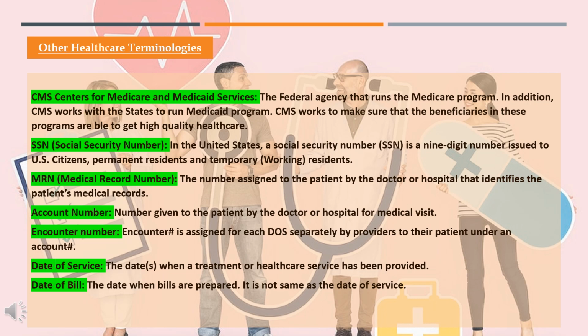MRN, Medical Record Number: the number assigned to the patient by the doctor or hospital that identifies the patient's medical records. Account number: number given to the patient by the doctor or hospital for a medical visit. Encounter number: the encounter number is assigned for each visit separately by providers to their patient under an account number. Date of service: the dates when a treatment or healthcare service has been provided. Date of bill: the date when bills are prepared. It is not the same as the date of service.